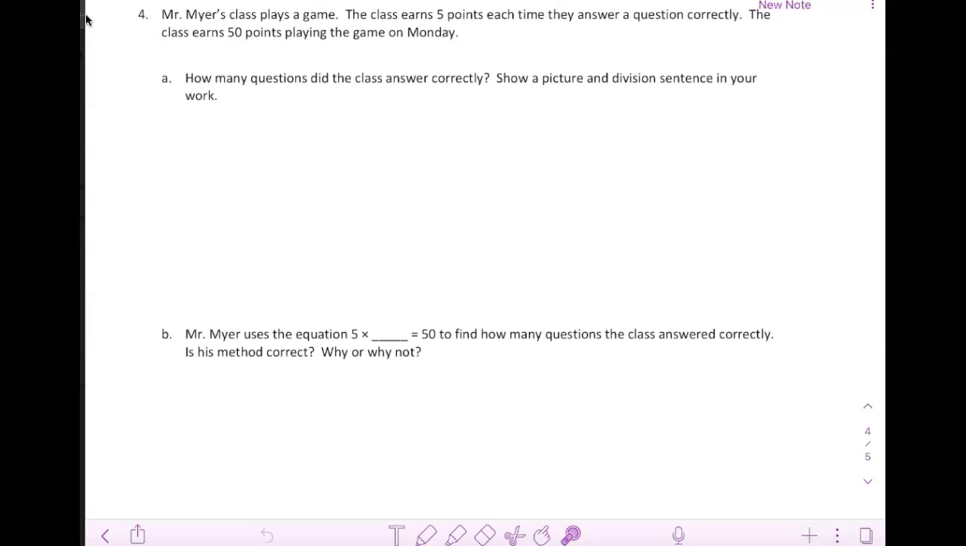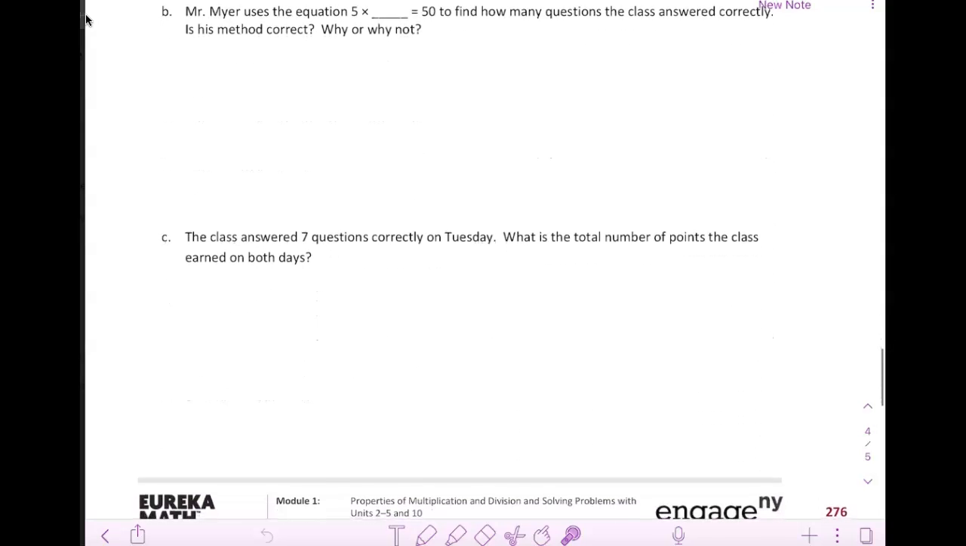Boys and girls, for this assessment, you must do problem number 1, A, B, and C, number 2, A, B, and C. Number 3, you must do parts A and B. And number 4, you must do parts A and B.